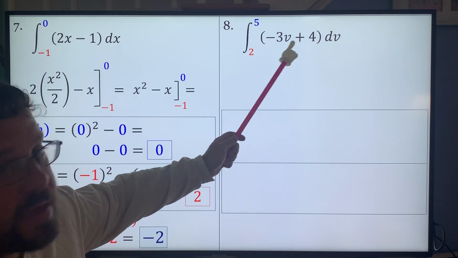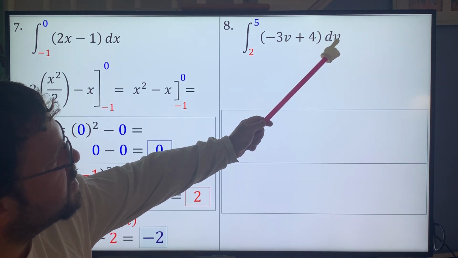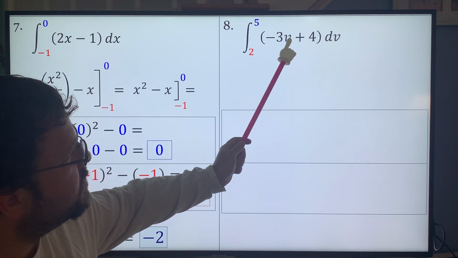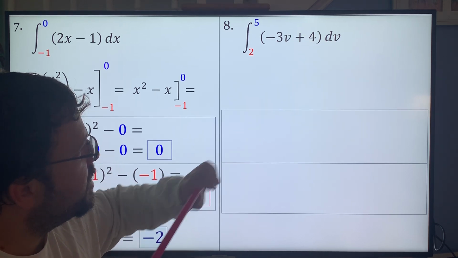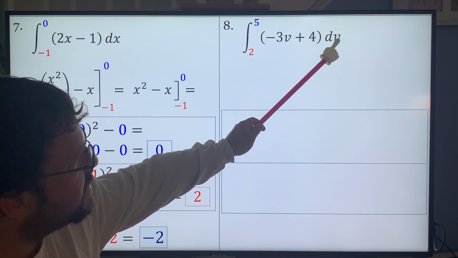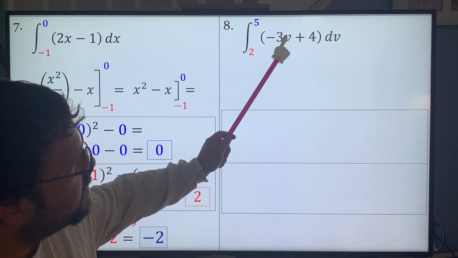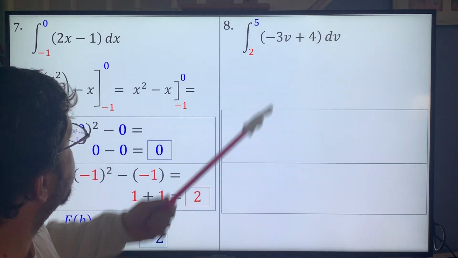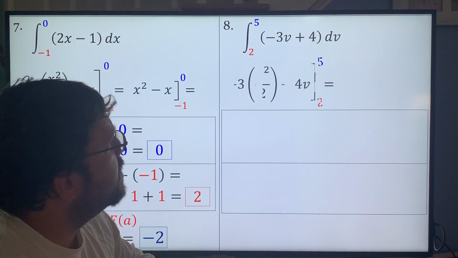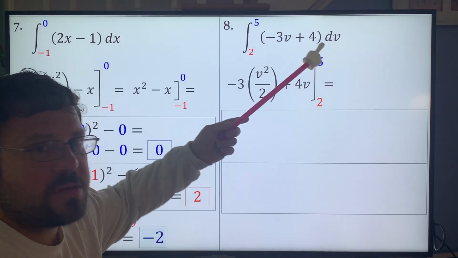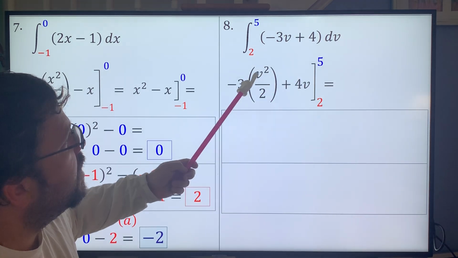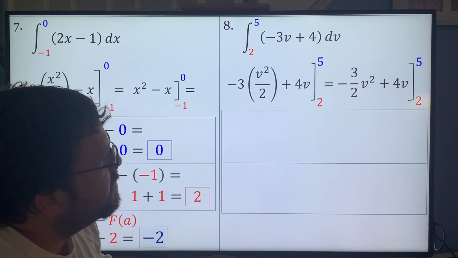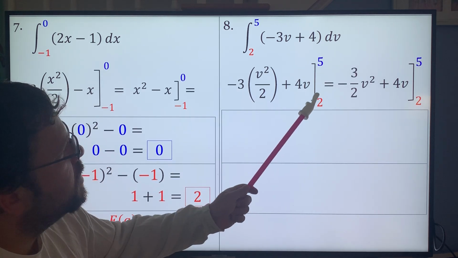Notice, the variable changed. But as long as you're matching this variable, you're okay. So whatever letter this is has to be whatever variable you're integrating. If this wasn't a v right here, and this was, say, an x, these would both be just derived to the x power, so you just add an x onto both. We'll get to that later. Anyway, derive it just as normal, it doesn't matter what letter you use. V squared over 2 plus 4v, negative 3 halves v squared plus 4v from 2 to 5.